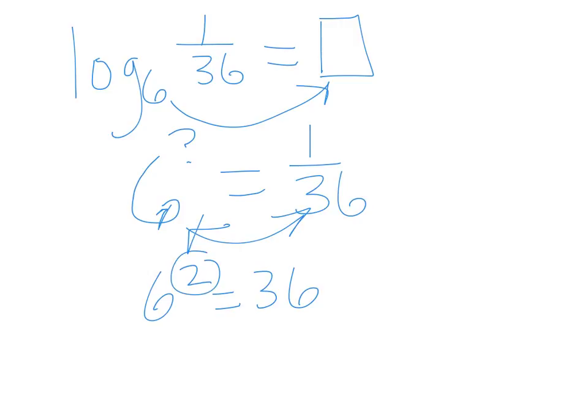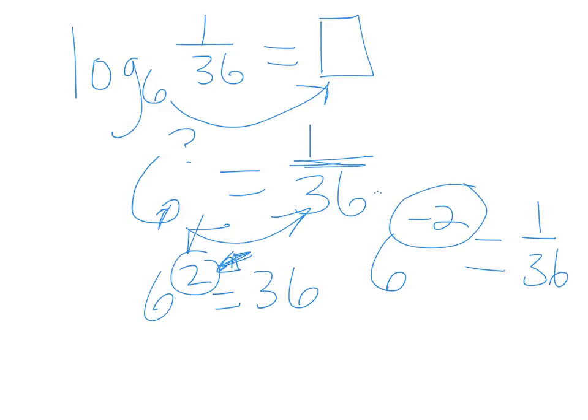The thing that I also have to remember is that in this case, the 36 is in the basement. So that means that this exponent here had to be negative. So what we're actually saying is 6 to the negative 2 equals 1 over 36. So my answer for this box here is going to be negative 2. They're asking you what power will work to make it be 1 over 36.